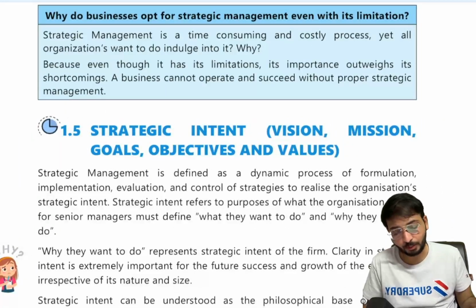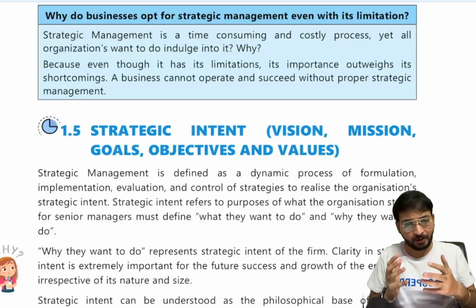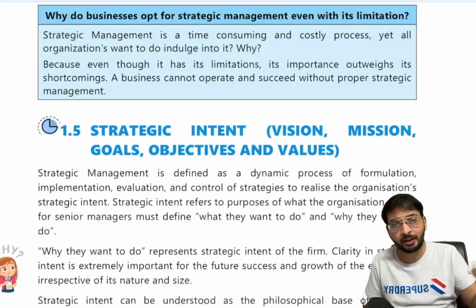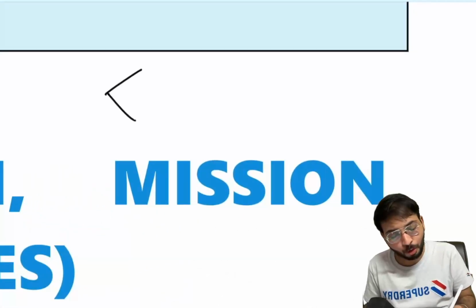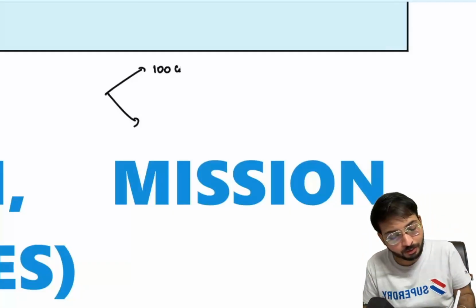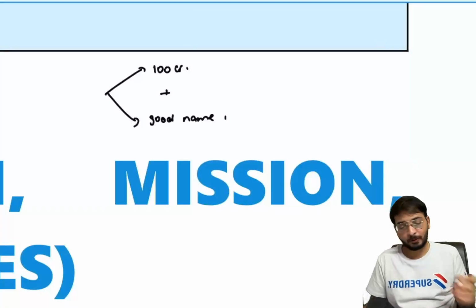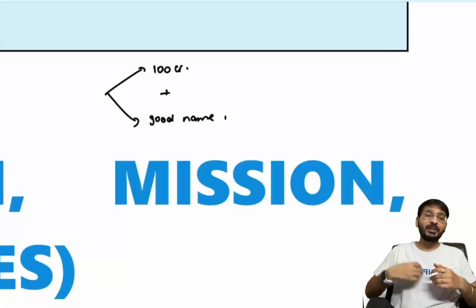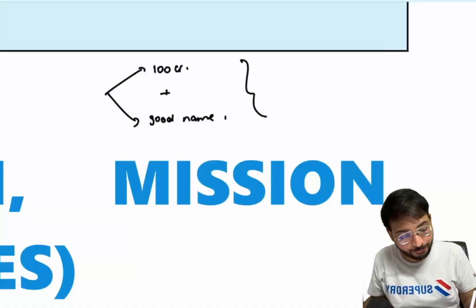Next topic is called what? Strategic intent. Say now, after your 10th, if I ask you a question, why did you choose CA? Everyone will have their own answer, right? So, for example, you have a life goal that you have to earn 100 crores and a good name in the society. So, what is your life dream? To earn 100 crores and to achieve a good name in the society. For that, what have you chosen? You have chosen CA, right?